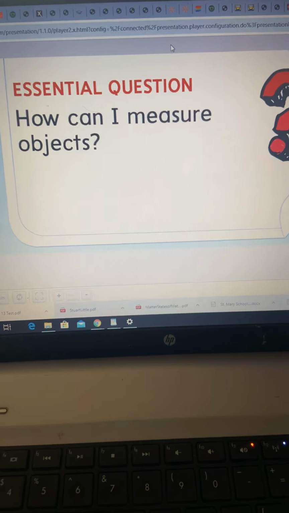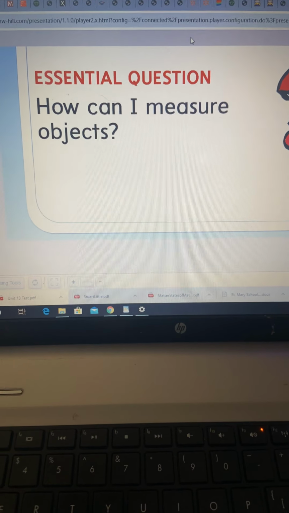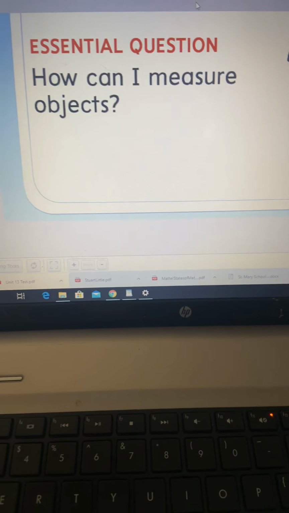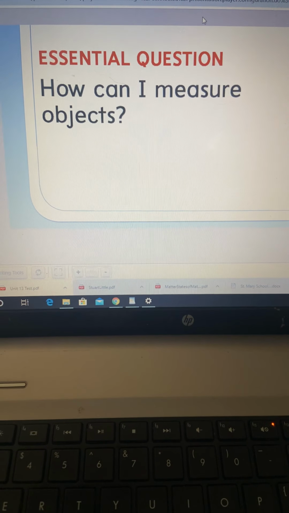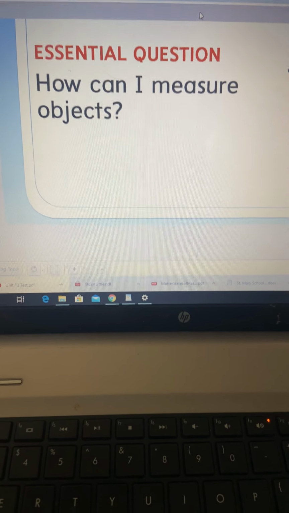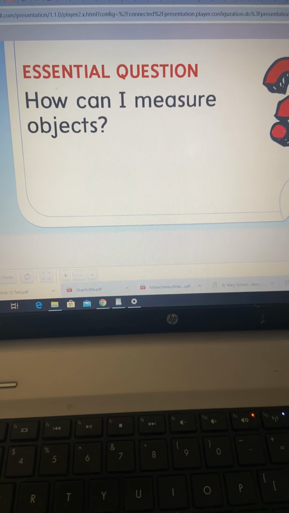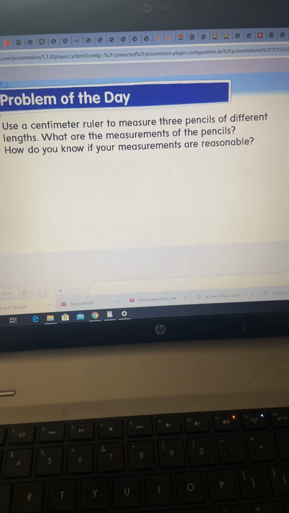Today for math, we're going to continue with measurement. And our essential question that we're answering with this chapter is, how can I measure objects? Well, there are many different ways to measure objects. During this chapter, we're measuring the length of objects. So we'll start with a little review.